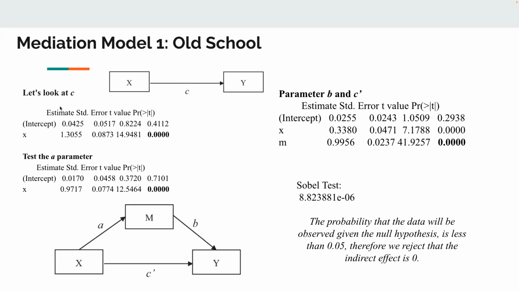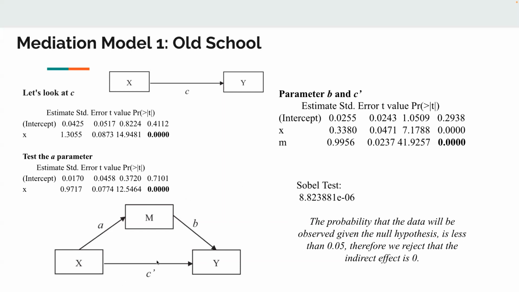The C parameter is going to tell us that there's a significant relationship between our X values, or body mass index, and our outcome, heart disease. So these numbers are rounded to around 4 decimal places, so they look kind of small. And we can see that this C pathway is significant. So we're going to move on and test the A parameter right over here, the X to the moderator. And we can also see that this one as well is significant.